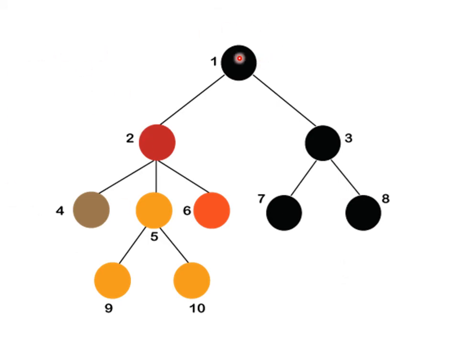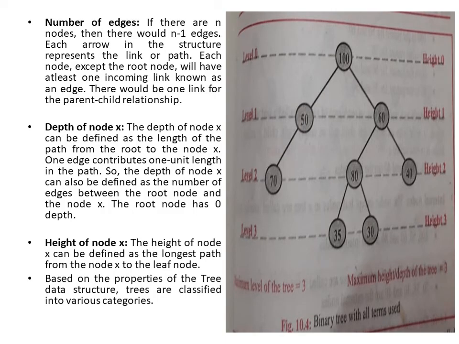I think you can see. This is the root node, and these 2 and 3 are called parent nodes. 5 is also a parent node, and this 5 is a parent node for 9 and 10, and 2 is a parent node for 4, 5 and 6. 3 is a parent node for 7 and 8, and 1 is a parent node for 2 and 3, but 1 is an ancestor for all these nodes. Then now we can see how many edges there are.